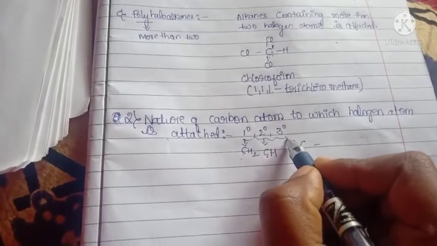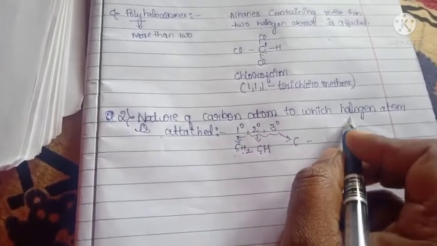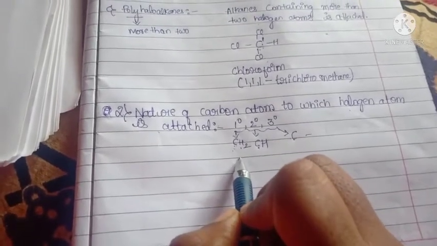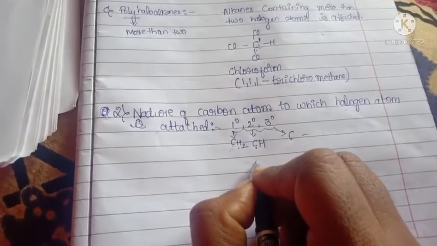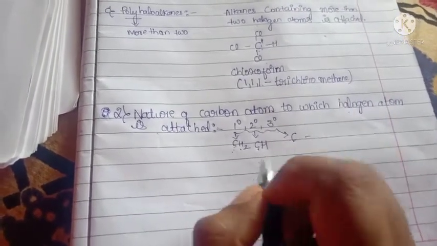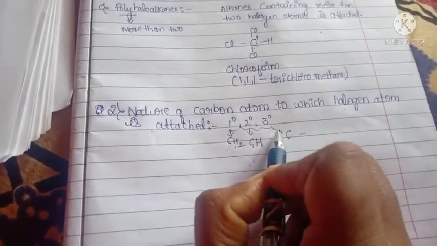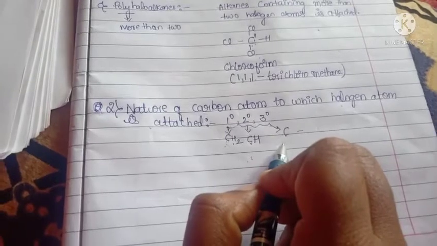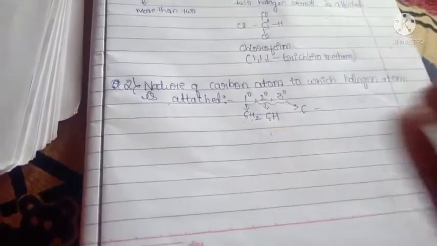This will be the primary, secondary, tertiary. Primary means the carbon atom to which the halogen atom is attached is bonded with two hydrogen atoms. That is called primary. And then secondary means the halogen atom is attached to a carbon atom that always contains one hydrogen atom. That is called secondary. And also when the halogen atom is bonded with a carbon atom that does not contain any hydrogen atom, that is called tertiary. Okay. Next we will move on one by one.